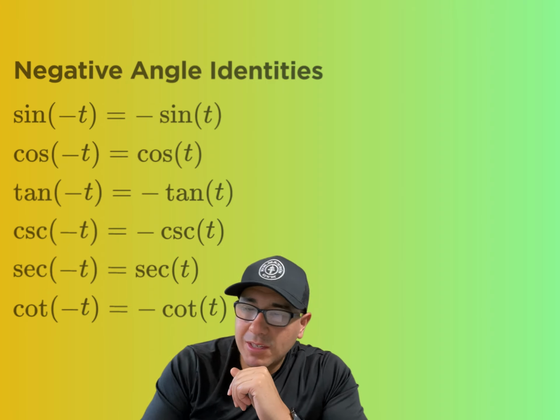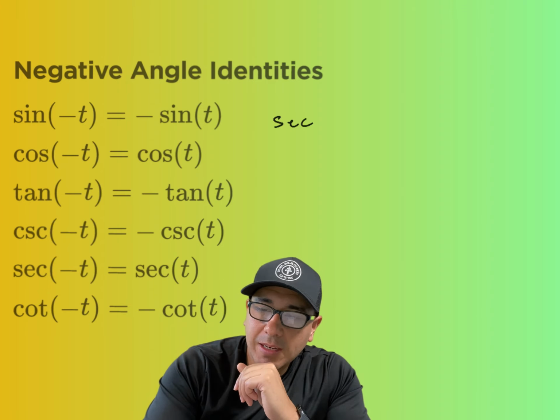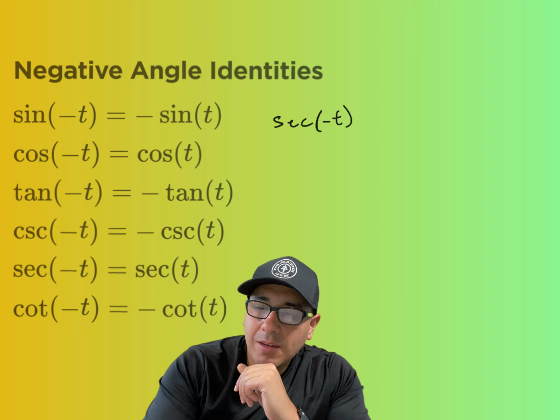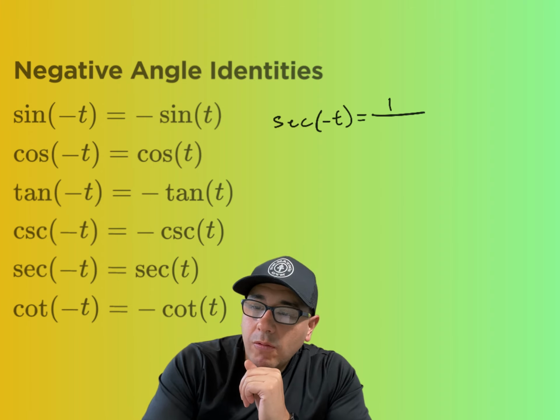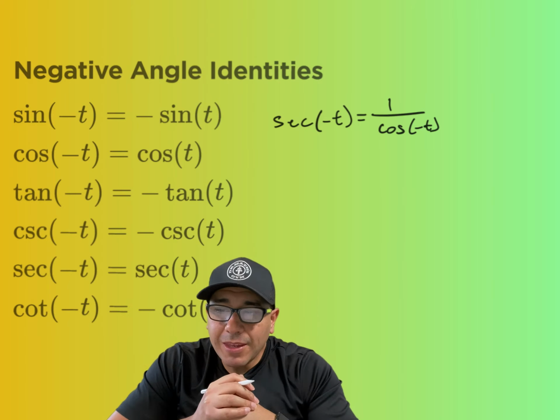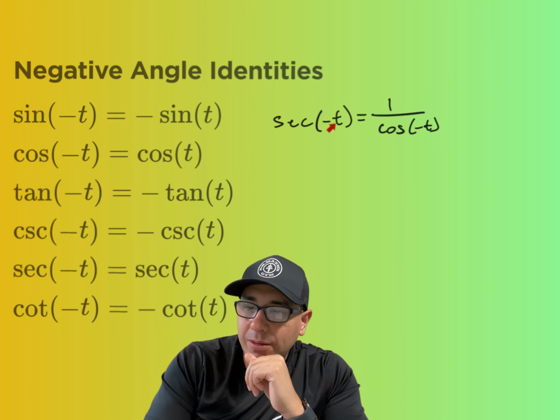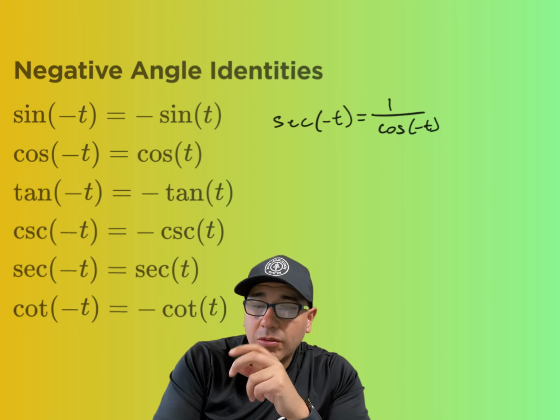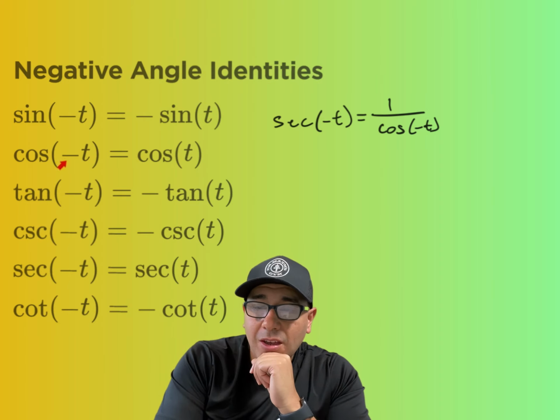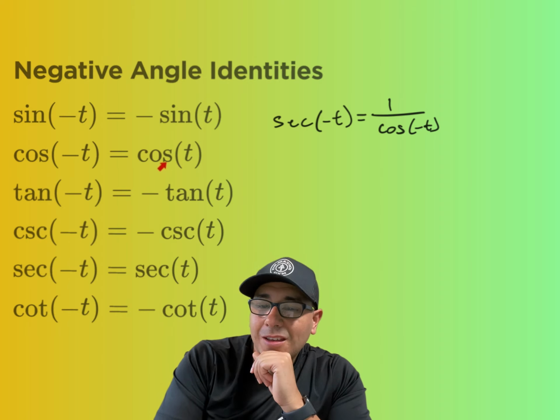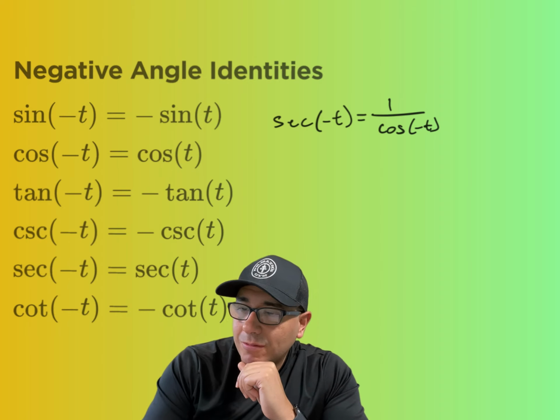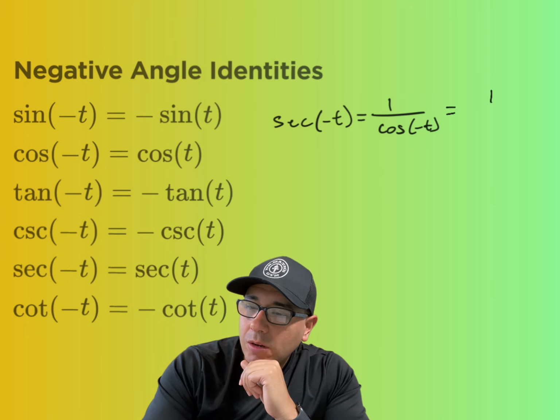So secant of negative t. Well, secant we know is the same thing as 1 over cosine of negative t, right? That's what we already know. And so remember, our inputs stay the same, and if we go to the two that we should have memorized, cosine of negative t, that's the same thing as cosine of t. So boom, we get 1 over cosine of t.